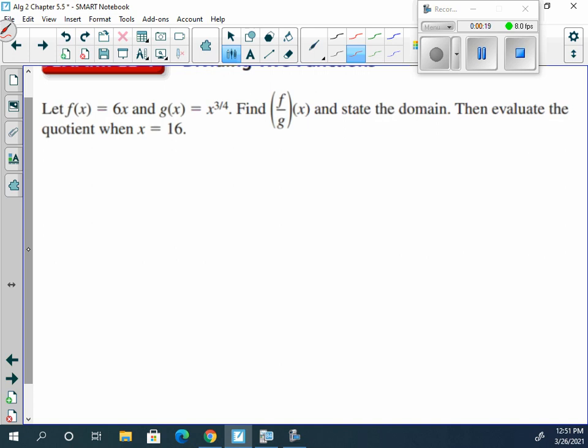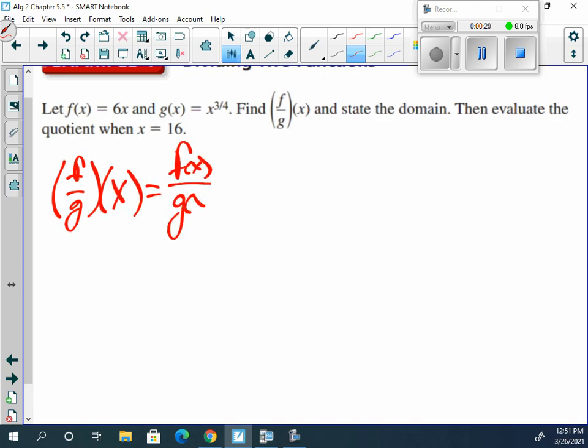So the first thing we're going to look at is division. F divided by g of x. Well, this here is the same as f of x divided by g of x. So it's just another way to write it. F divided by g of x is the same as f of x divided by g of x. Now for us here, f of x is 6x. G of x is x to the 3/4. So we have 6x divided by x to the 3/4.